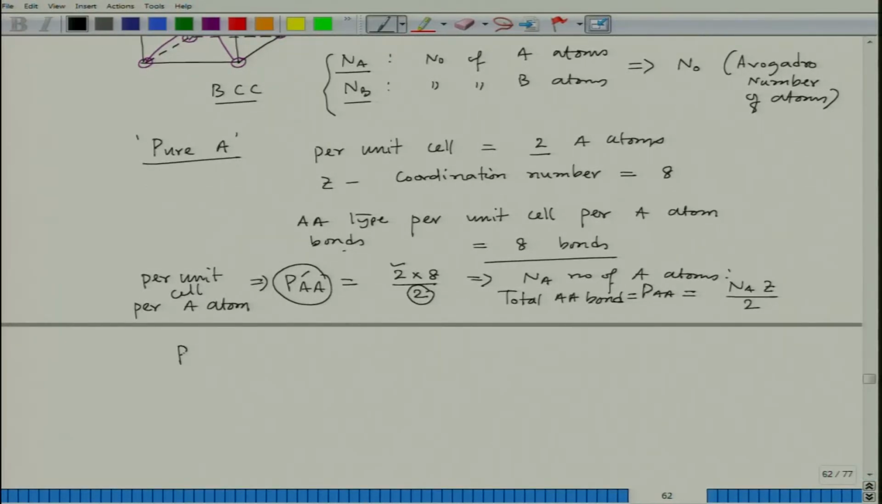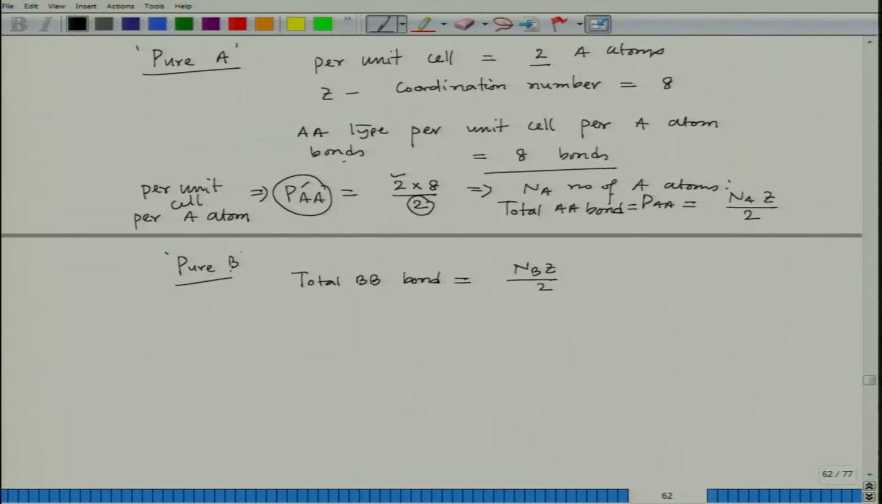Similarly, in the case of pure B, a similar situation would prevail because it is also BCC. In that case the total number of BB bonds would be equal to NB Z by 2. So, this is when we consider pure A and pure B. A new situation arises when B atoms and A atoms mix.